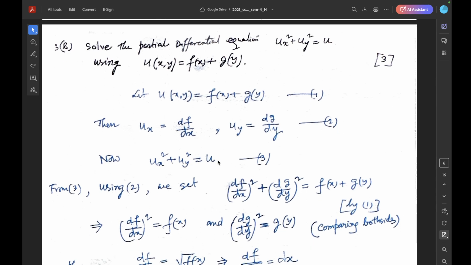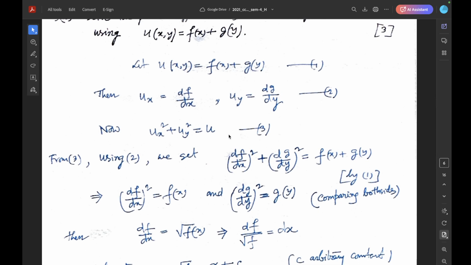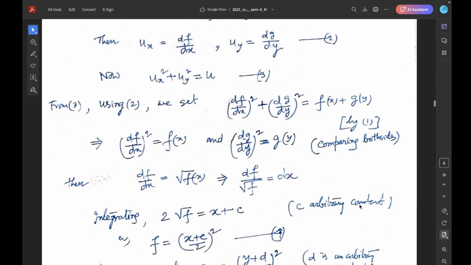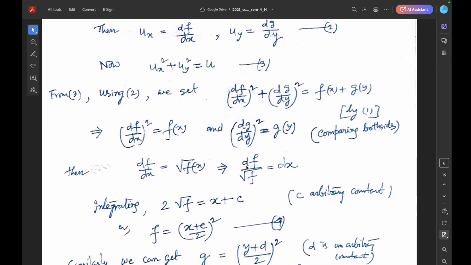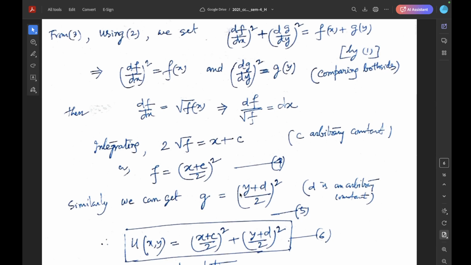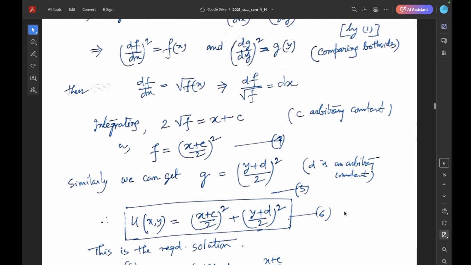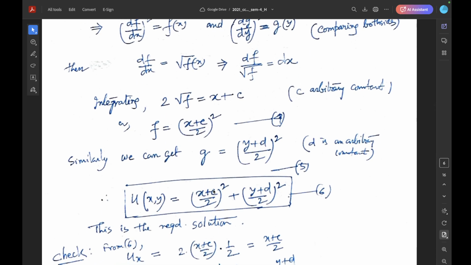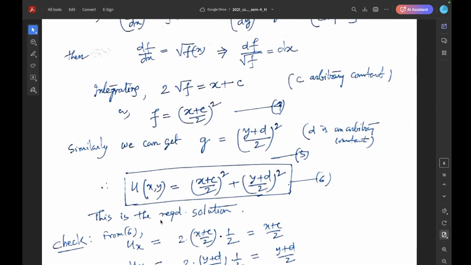Now ux square plus uy square equal to u. So from 3 we get (d/dx f) whole square plus (d/dy g) whole square equal to f(x) plus g(y). So (d/dx f) whole square equal to f(x) and (d/dy g) whole square equal to g(y), comparing both sides. So d/dx f equal to root over f(x), which implies df by root f equal to dx. Integrating, we get 2 root f equal to x plus c, where c is an arbitrary constant, so f equal to ((x plus c) divided by 2) whole square. Similarly, we get g equal to ((y plus d) divided by 2) whole square, d is an arbitrary constant. Hence u equal to f plus g, so u equal to this. This is the required solution.